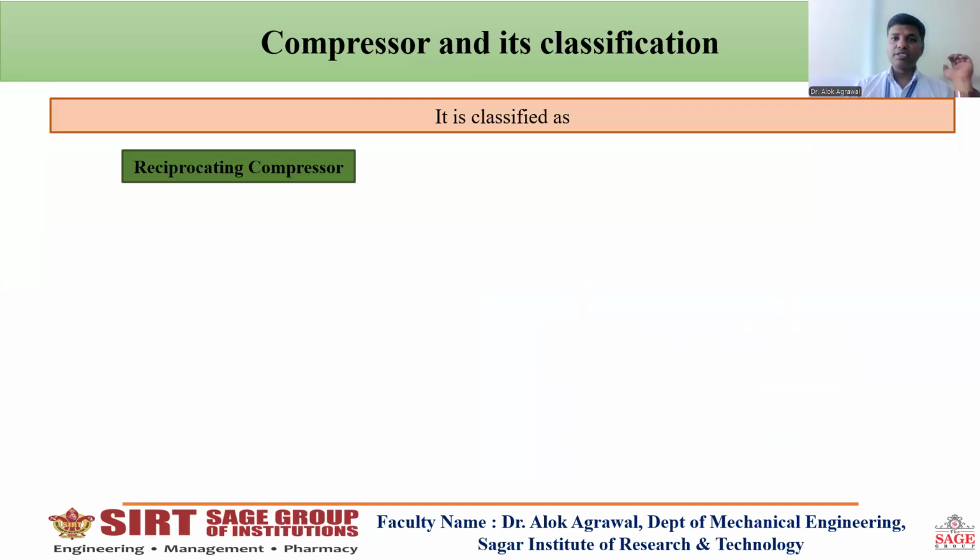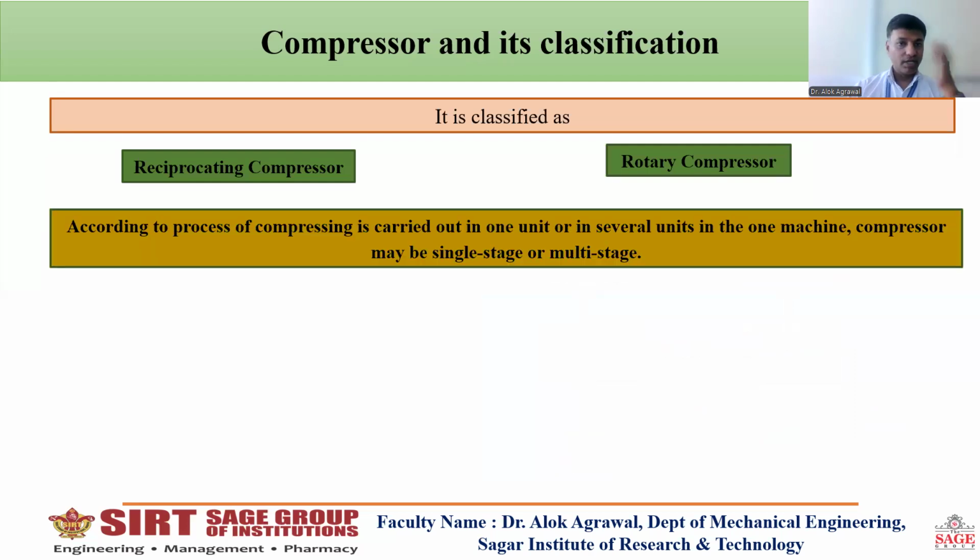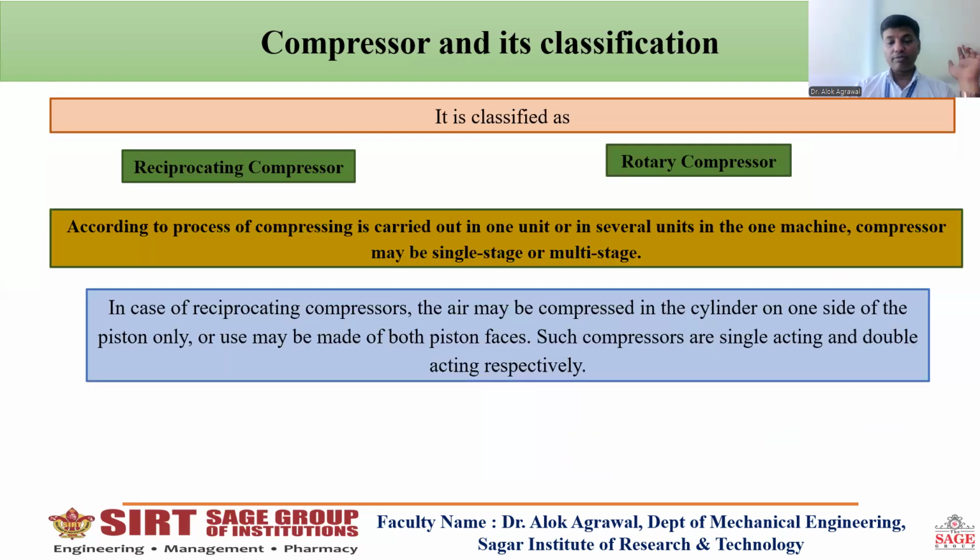So generally a compressor is classified as a reciprocating compressor or a rotary compressor. In a reciprocating compressor, what is happening? Here the air is getting compressed with the help of a piston, where the piston reciprocates and compresses the air. This reciprocating compressor can be single acting or double acting. If the air is getting compressed on one side of the piston, we call it a single acting compressor, and if it is compressed on both sides of the piston, we call it a double acting compressor.